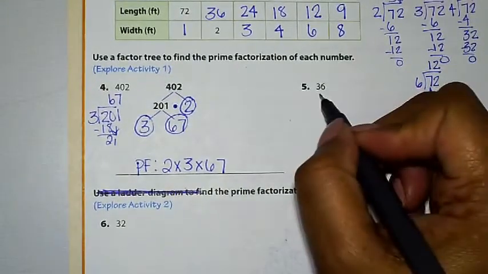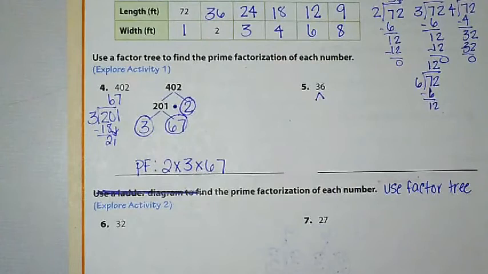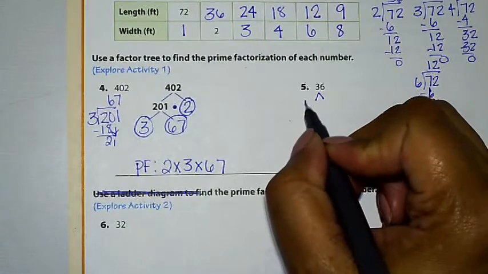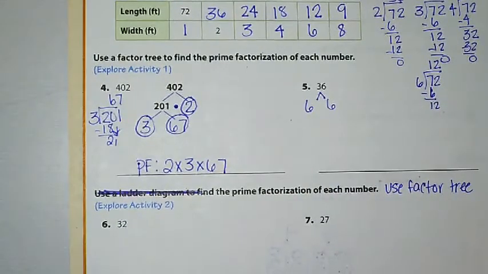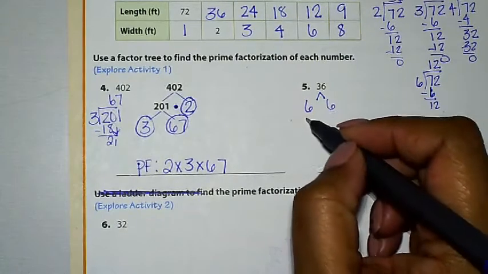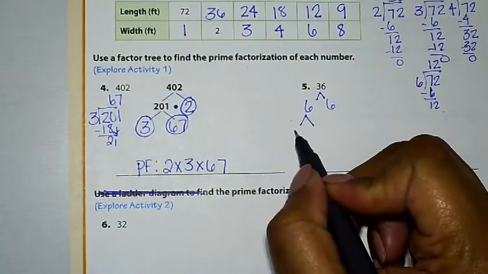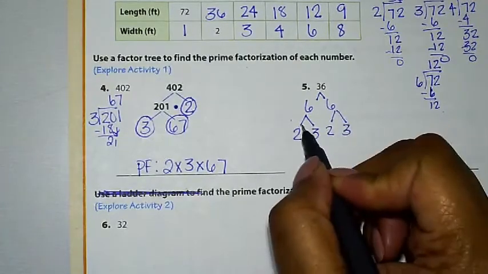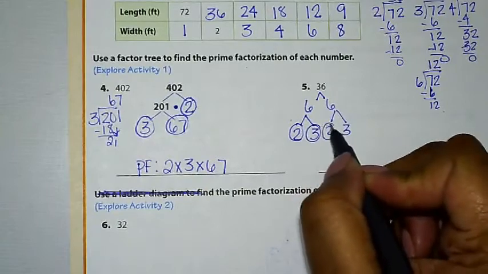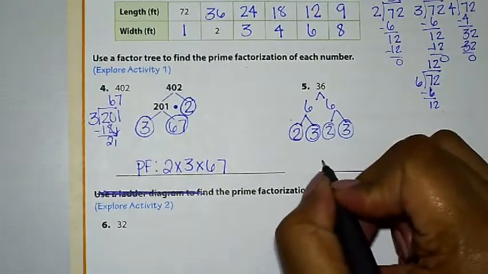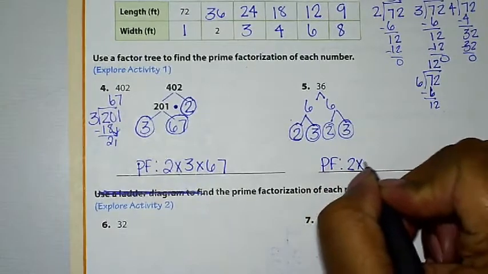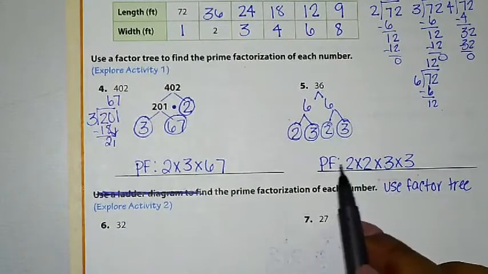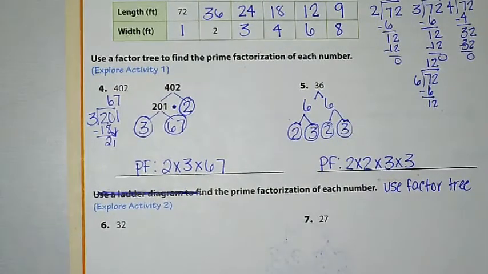All right, 36 is next. We did 36 on our warm-up yesterday. You saw it already. So 36 can be broken into 6 times 6. And there are other ways to get to 36, but I'm using 6 times 6. And 6 can be broken into 2 times 3. So can this one. 2 is prime, 3 is prime. So I'm done. My prime factorization is 2 times 2 times 3 times 3. And once again, I'm writing my prime factorization in order from least to greatest.